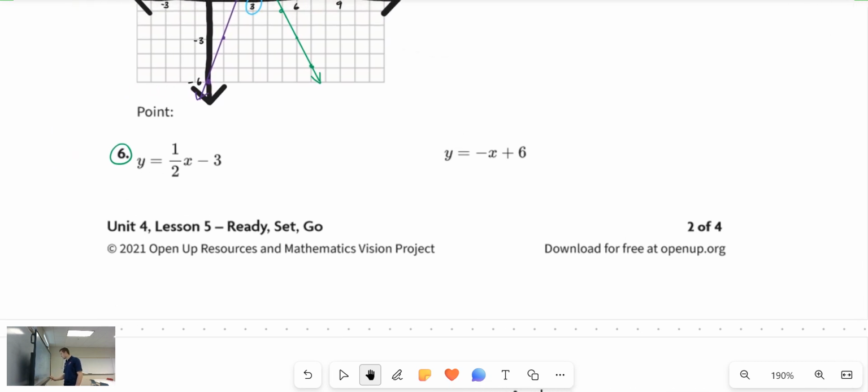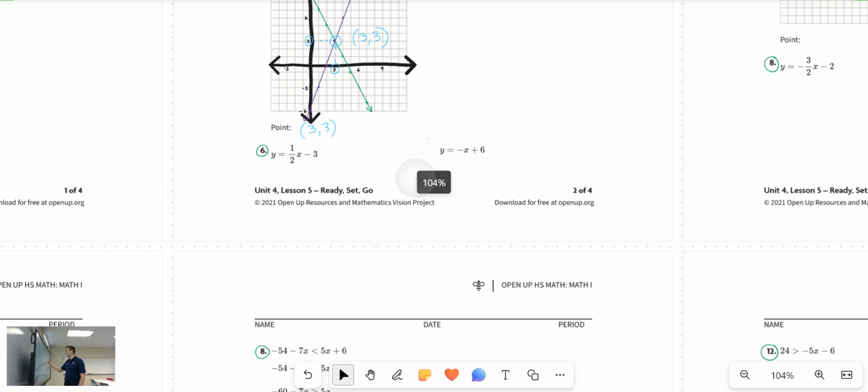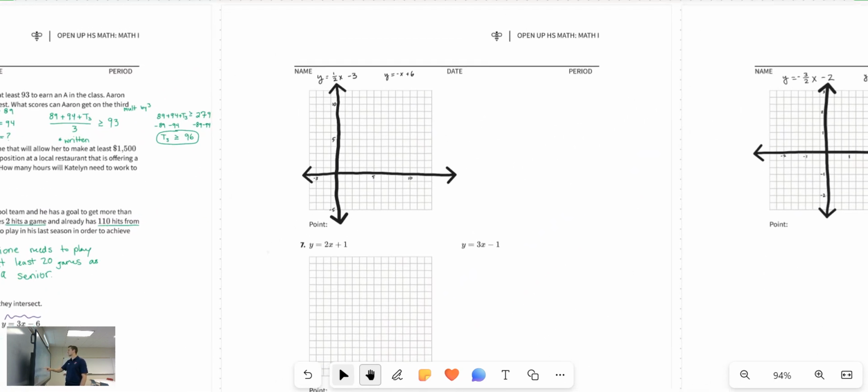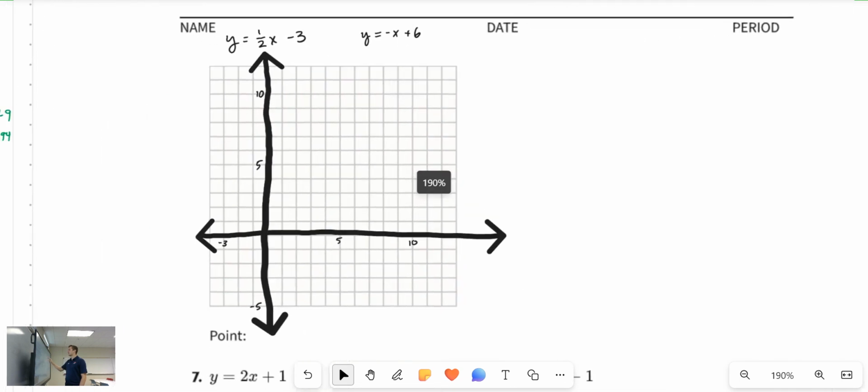Oh, and it seems to be prompting for it right here. So for completion's sake, we will write 3, 3 down here because that's where it's asking for it. All right, 6. It looks like it gives us the equations here, but not the graph. The graph is actually on the next page, so we're going to go over to the next page.